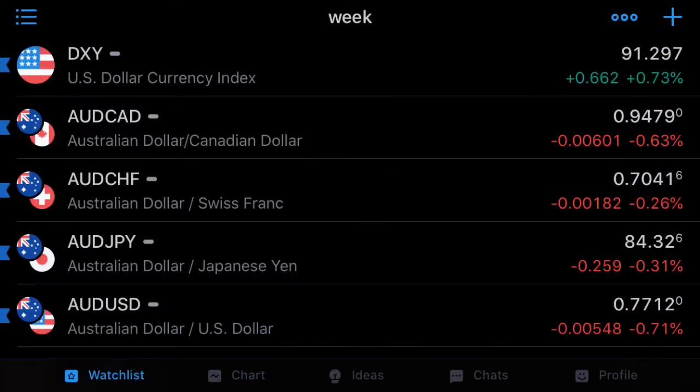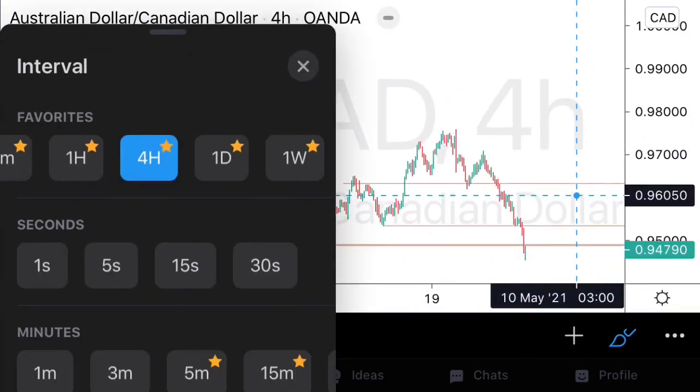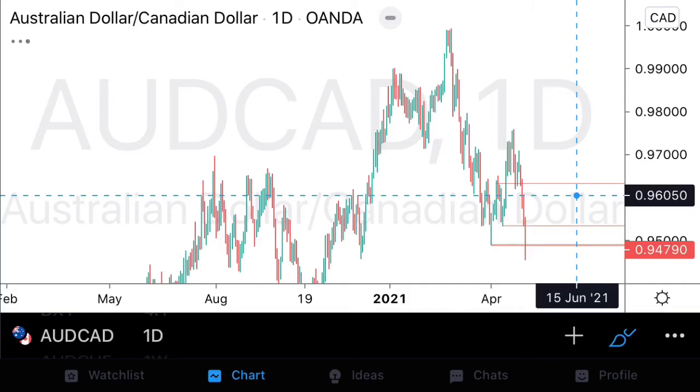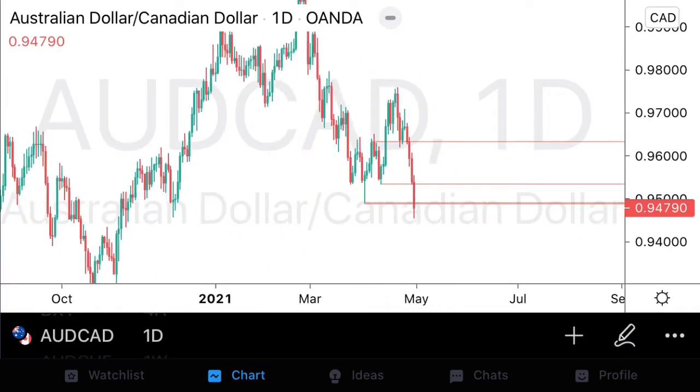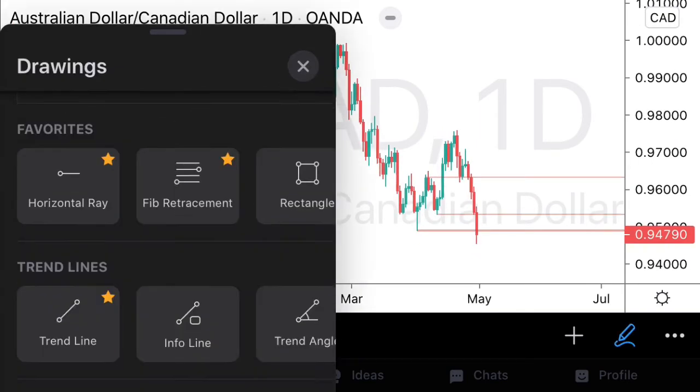Let's go on to Aussie CAD. We'll go up to the daily. Now guys, on the daily, what we can see here is obviously a market that has violated some higher time frame structure to the downside.